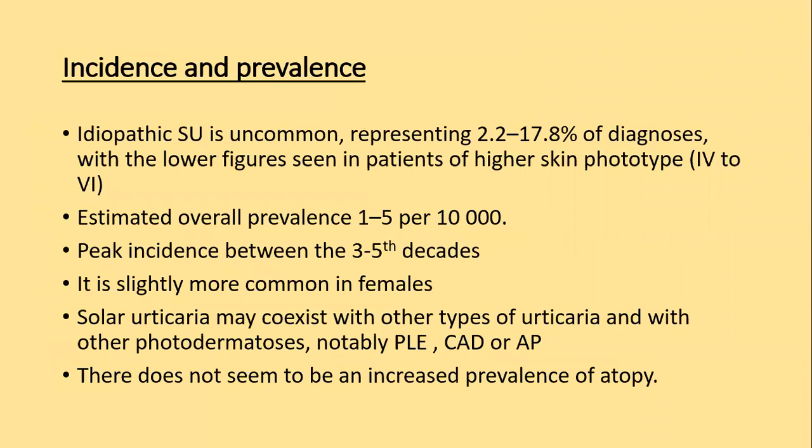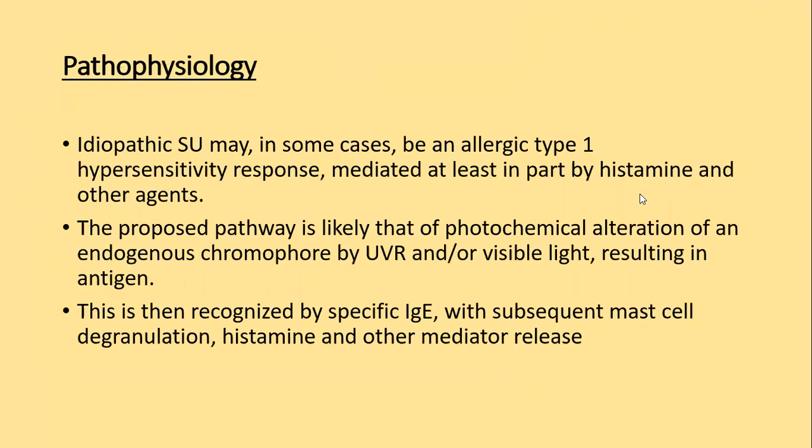Incidence and prevalence. Idiopathic solar urticaria is uncommon, representing 2.2 to 17.8% of diagnoses, with lower figures seen in patients with higher skin phototype 4 to 6. Estimated overall prevalence is 1 to 5 per 10,000. Peak incidence is the 3rd to 5th decade, more commonly in females, and it coexists with other types of urticarias and with other photodermatoses like polymorphic light eruption, chronic actinic dermatitis, and actinic prurigo. There does not seem to be an increased prevalence of atopy with solar urticaria.